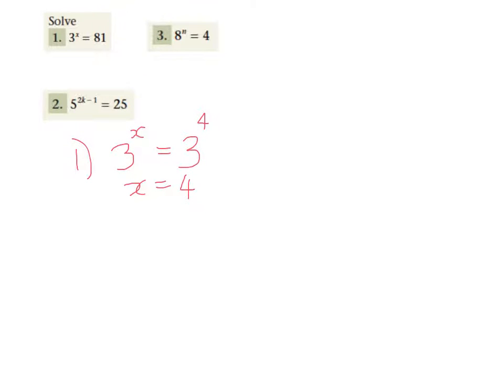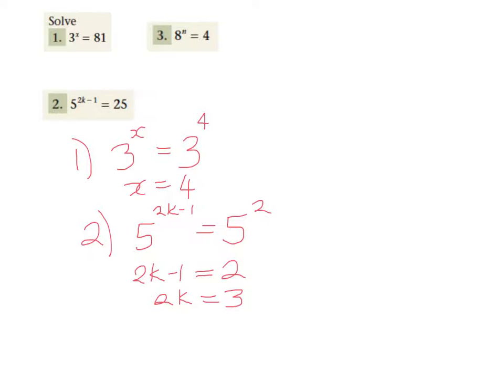In number 2, same thing, we're going to try and change these so that they both have the same base. So we can change 25 into 5 squared. Then we can say, since both sides of the equation are equal and they both have the same base, then their powers must be equal. So 2k minus 1 must equal 2. Then we just have a linear equation to solve. So k equals 3 on 2.